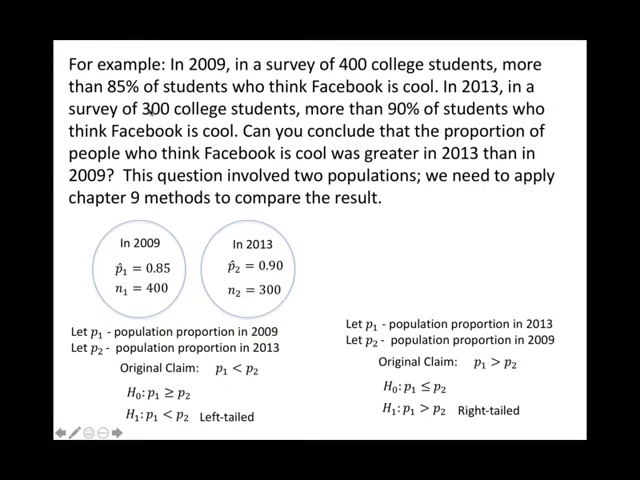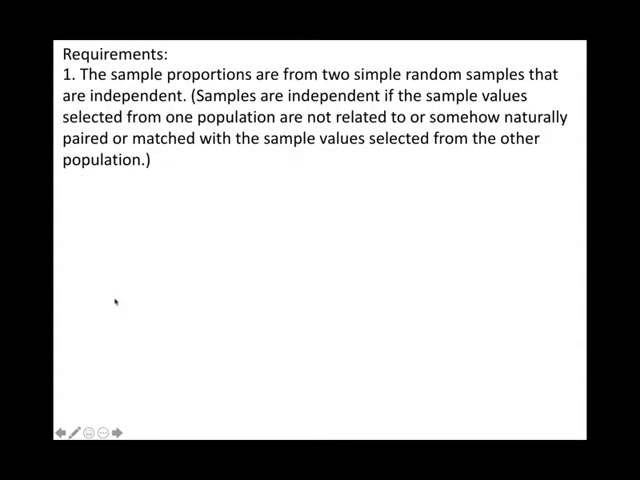Okay, requirements. The sample proportions are from two simple random samples that are independent. So the requirement: two simple random samples and are independent. Independence means the sample in 2009 is independent from the sample in 2013. Okay, these two are totally not related. So this is called independent.